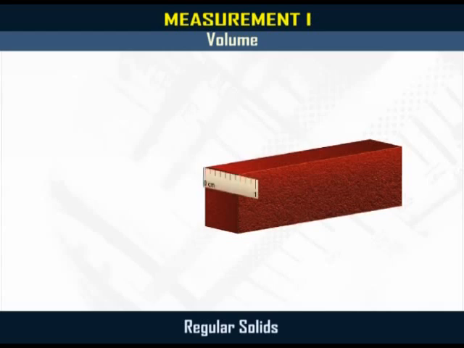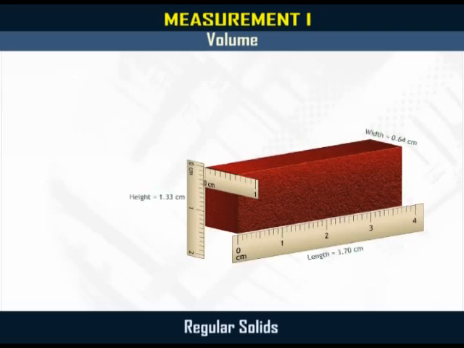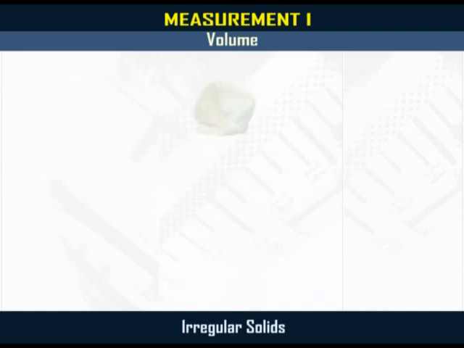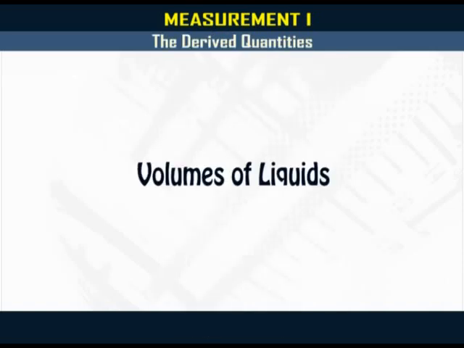And so, to determine the volume of a regular solid, we first measure the dimensions that we need. Then substitute the dimensions in the formula and remember to include the units. In this block, we used centimeters, and so the unit of volume is cubic centimeters. But not all solids are regular in shape, like this rock. Nevertheless, we can still determine its volume. But first, let's look at volumes of liquids.